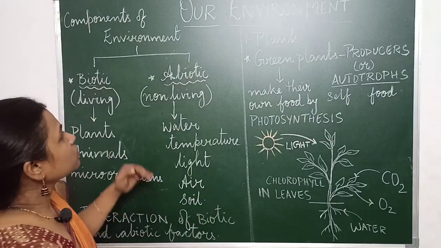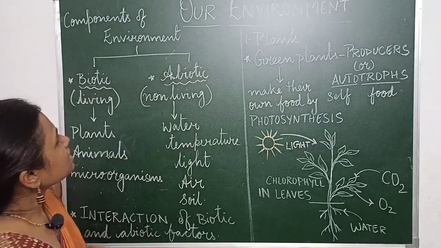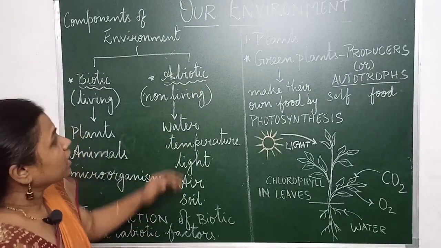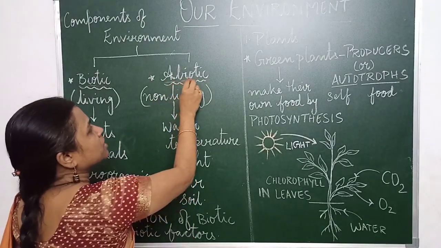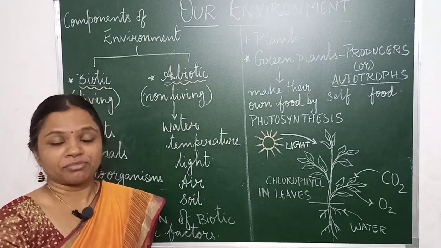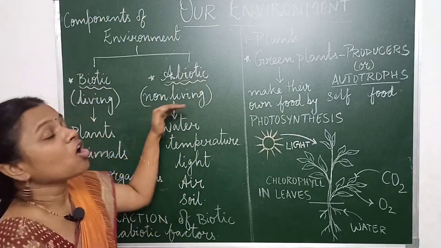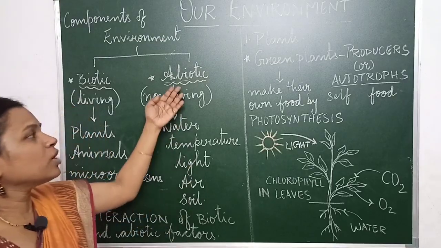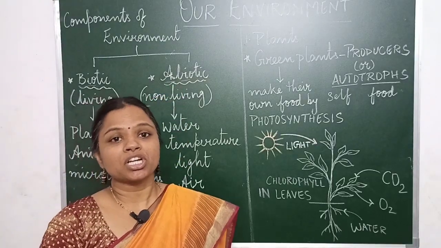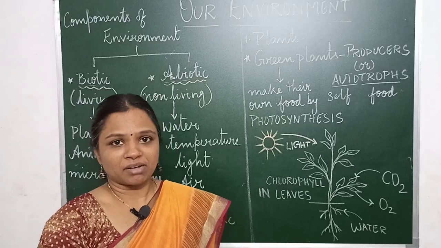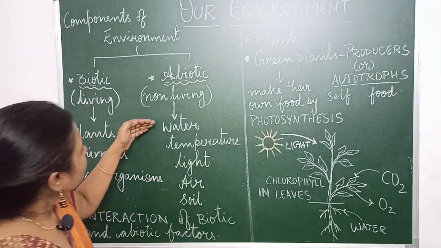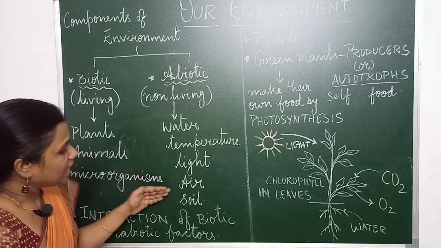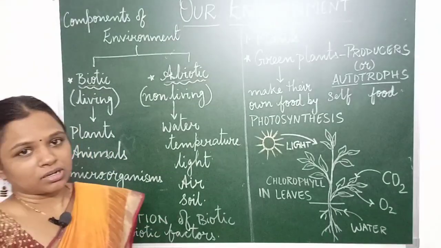And coming to the next category, that is abiotic. A means no. Okay. Biotic, bios means life. No life means all the non-living things are included as the abiotic components of the environment. So here we have water, temperature, light, air, and soil.